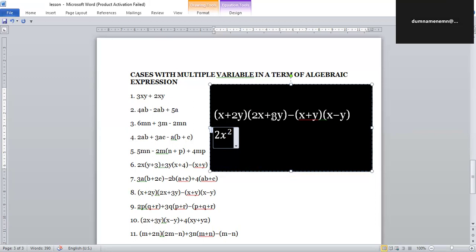x multiply 3y, you put a plus. x multiply 3y, you're going to have what? 3xy. We are done with the first term, that is x. So let's move to the second one, 2y. So 2y multiply 2x, you're going to have it to be what? 4xy.